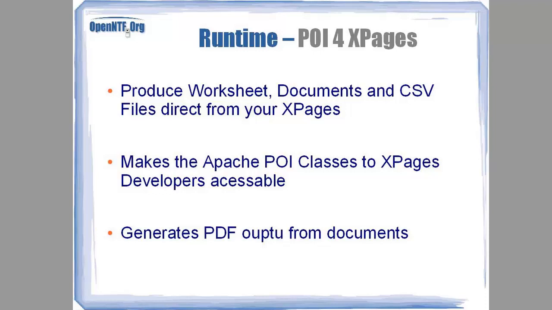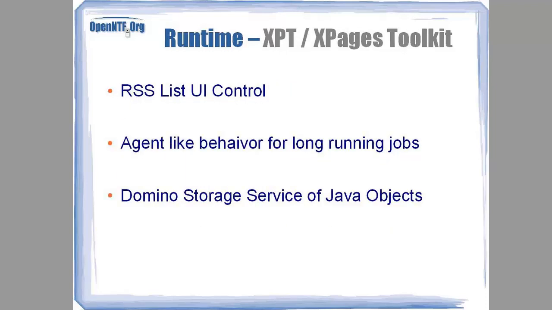So, POI for XPages, the thing that comes from WebGate, is a library where you can produce worksheets, documents, and CSV outputs, and also some PDF. And it makes the Apache POI classes available to all XPages developers. And last but not least, the XPages Toolkit has a nice RSS list UI control, agent-like behaviors, and some basic concepts for Domino storage services of Java objects, and also the rendering to JSON.